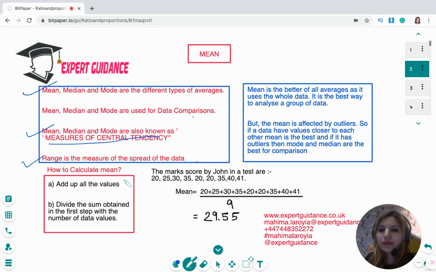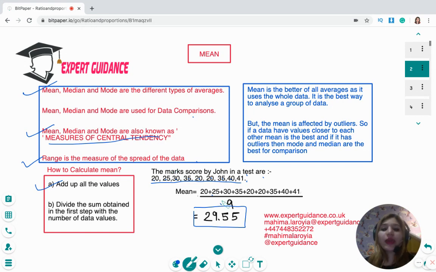Now, to calculate the mean, what you have to do is take the data set, add up all the values, and divide the sum obtained by the number of data values. So, for example, let's see this question: the marks scored by Joan in a test are these. How many data points are there? 1, 2, 3, 4, 5, 6, 7, 8, 9. We take the sum of all these data and then divide it by 9, which gives us 29.55 as the mean score.